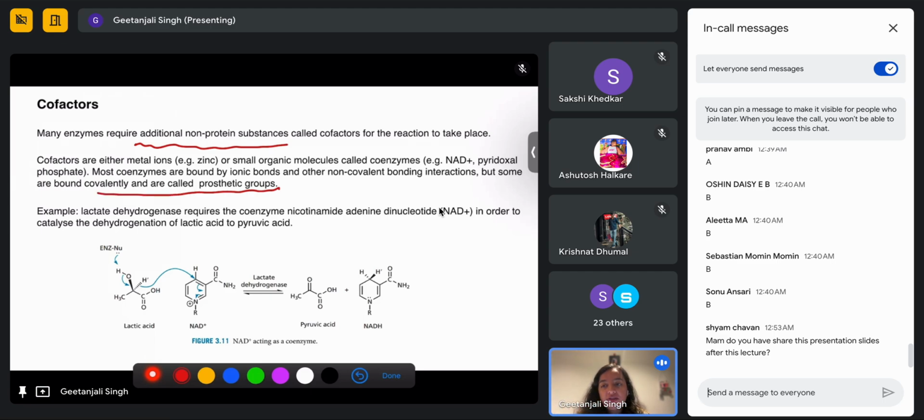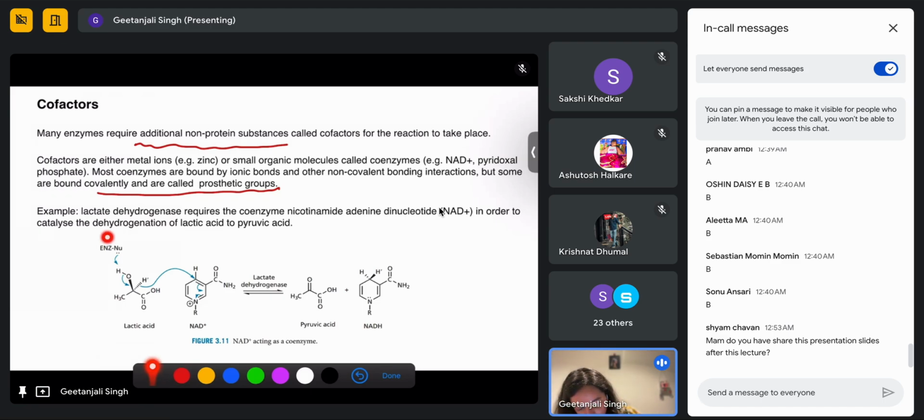You'll be asked a question: which of the compounds, once they are covalently bound, what are they called? So you have to remember they're called prosthetic groups. So let's see an example here. Here you can see lactic acid with NAD plus.